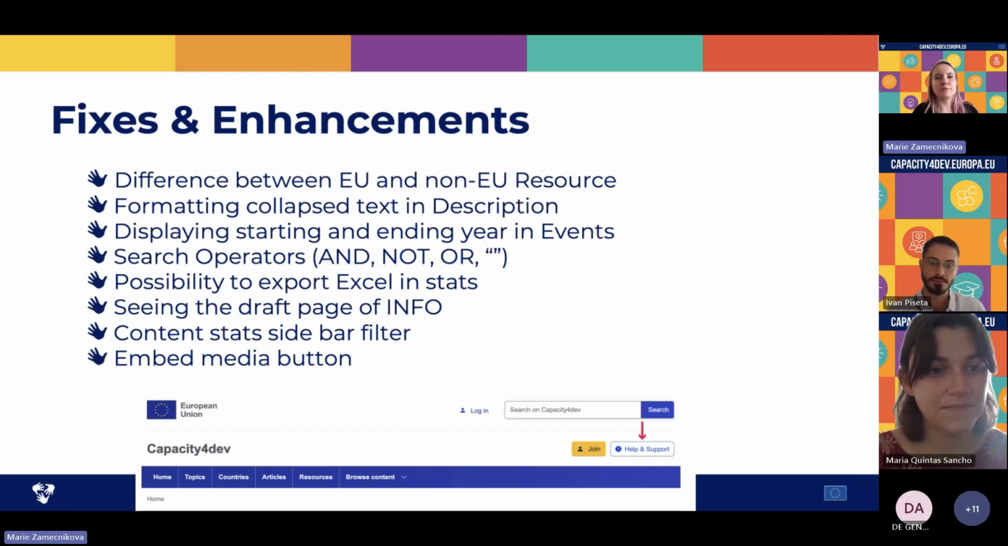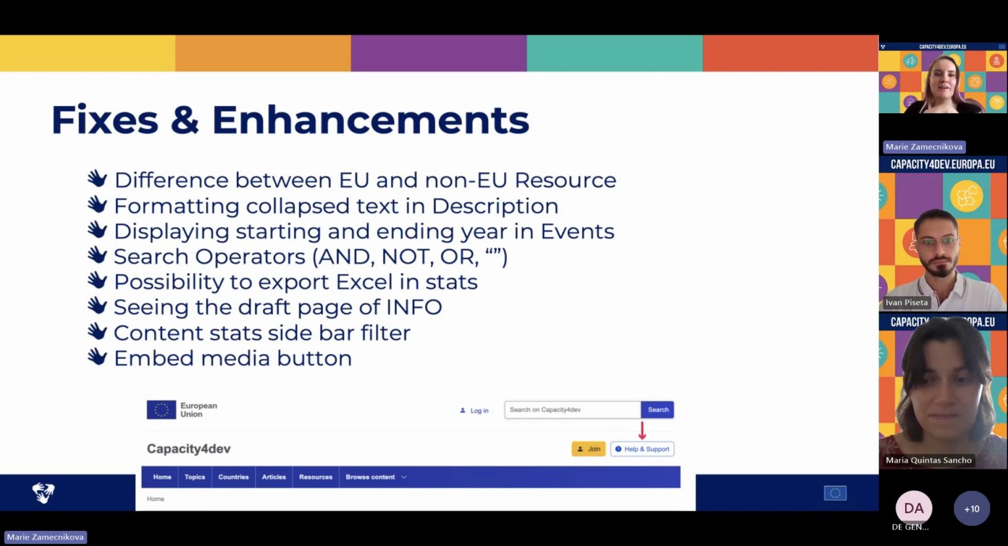We also have the formatting collapsed in the description. This is currently in the pipeline. If you open a description and you don't click on show more, it's usually shrunk. So we are working on making it nice and beautiful even when you don't need to click on show more. We will also be displaying the starting and ending year in the events. Sometimes it was not possible if the event took, for example, 1 month, but ran from mid-December until mid-January. So there was some misleading information about the starting year and ending year.